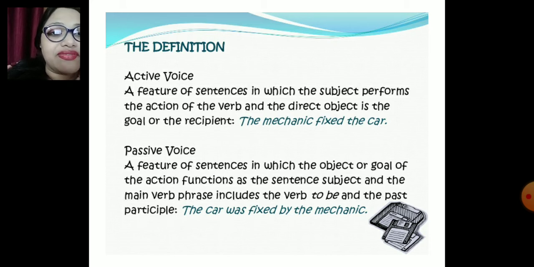So in the passive voice, a feature of the sentence in which the object or goal of the action functions as the sentence subject and the main verb phrase includes the verb to be and the past participle. The car was fixed by the mechanic. So here what happens? The subject and the main verb phrase includes the verb to be and the past participle. Moving on to the next slide.